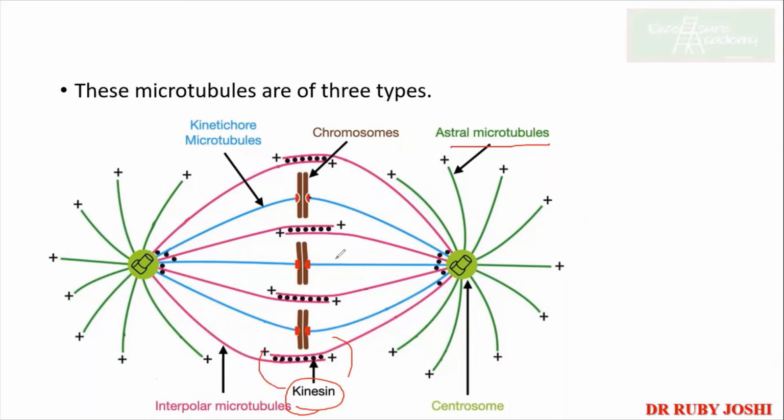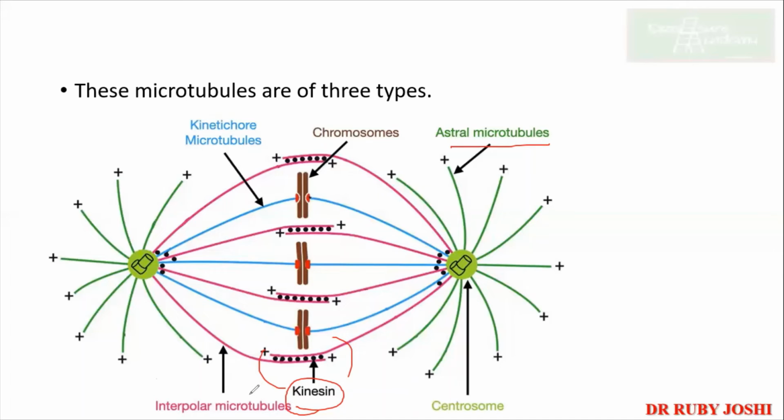So anyone who has the idea why the kinesin motor proteins are present here? What will be the function of the interpolar microtubules? Any guesses? Tanvi, would you like to make a guess? Krishita? Sliding through each other so that they can come closer and accordingly move.